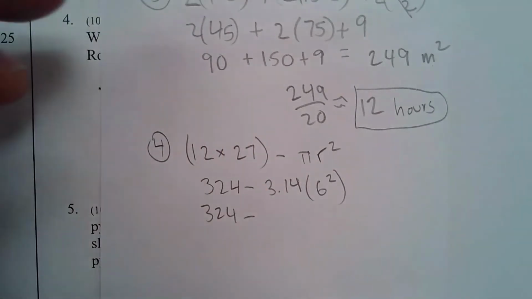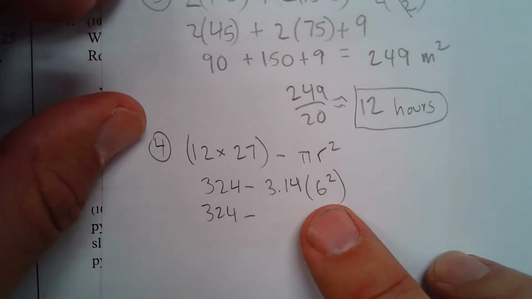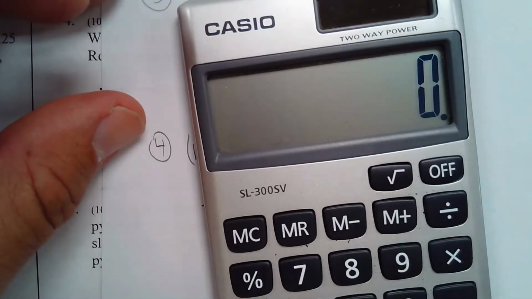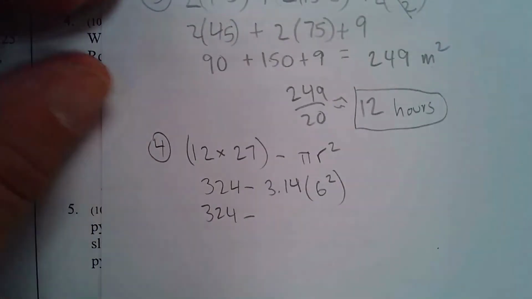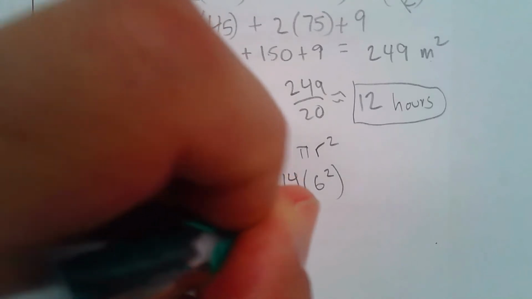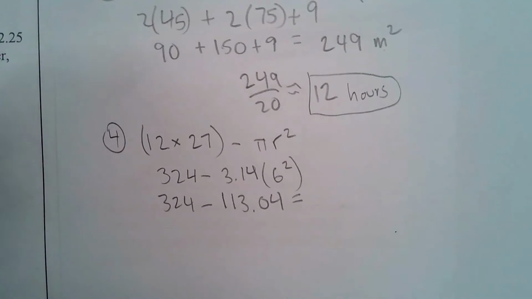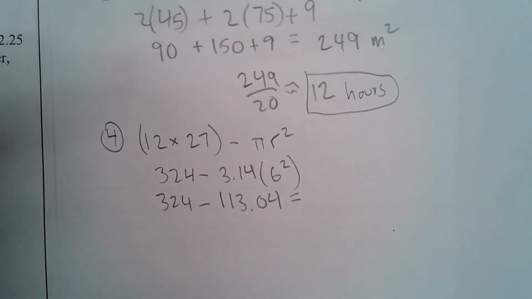324 minus, that would be 36 times 3.14. And I don't know what 36 times 3.14 is. Let me get my calculator here. 36 times 3.14 is 113.04. Minus 113.04. And then 324 minus 113.04 is 210.96.